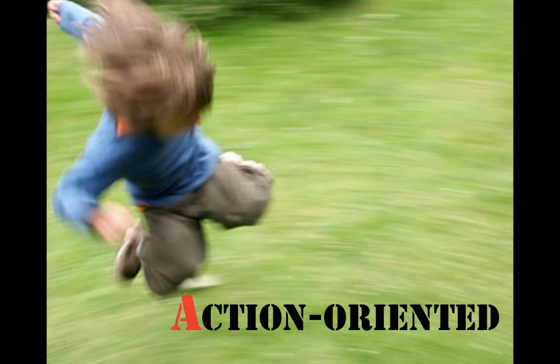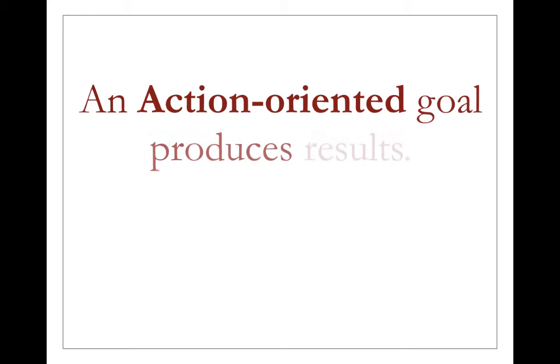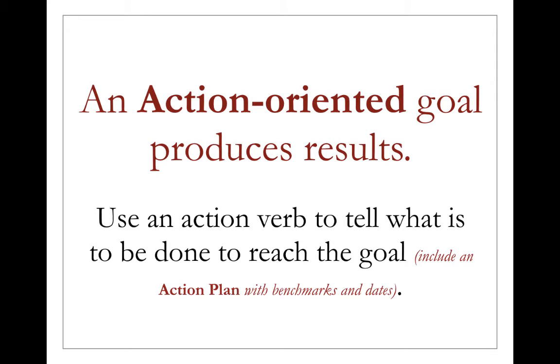Identify what you or your team want to produce. Don't just think about making an area of your own organization better. Decide what you will actually do to make it better. Action-oriented goals can be measured. Use action verbs in the goals that you set. Include benchmarks and dates in your action plan when you're working on these action-oriented goals.